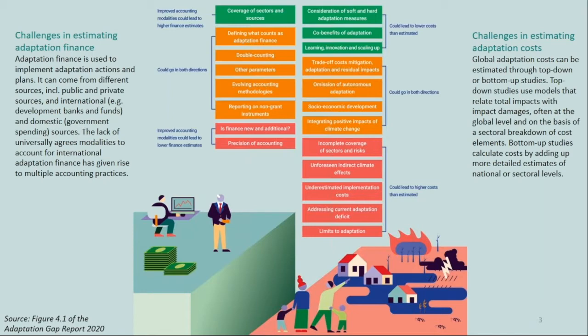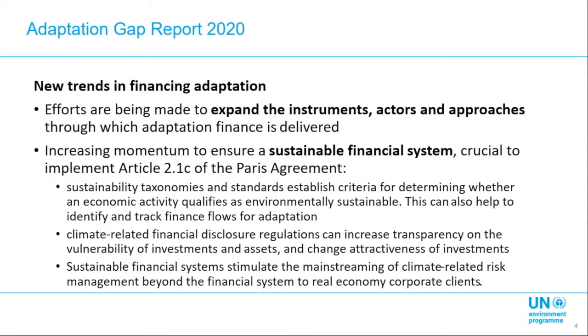And for example, the uncertainties in terms of estimating finance on the left side are related to the coverage of sectors and sources that you include, but also on the definition. What do you count as adaptation finance? And also how it is related to ODA, for example. So what is new and additional? And this figure, without spending too much time on it, is included in the report for your reference.